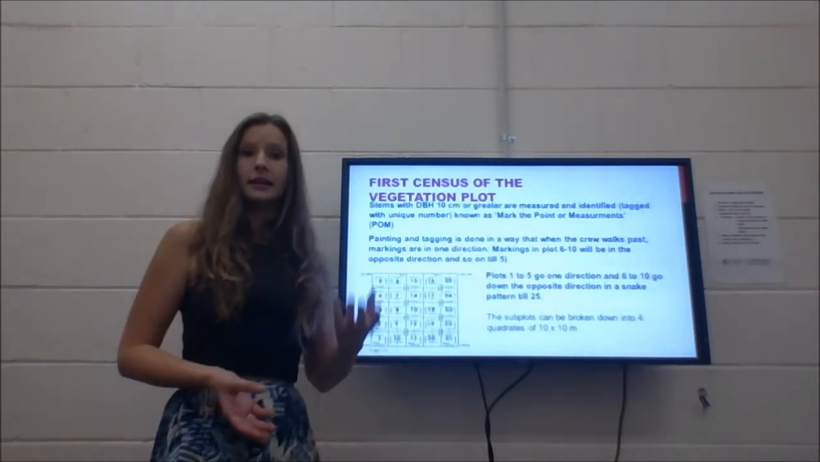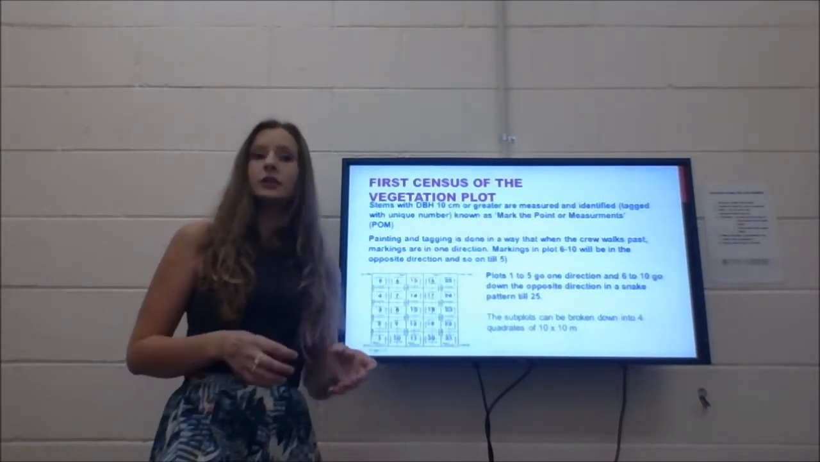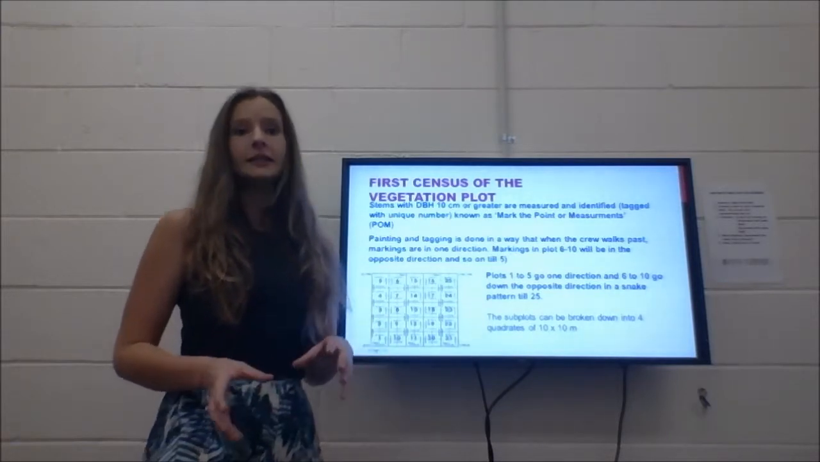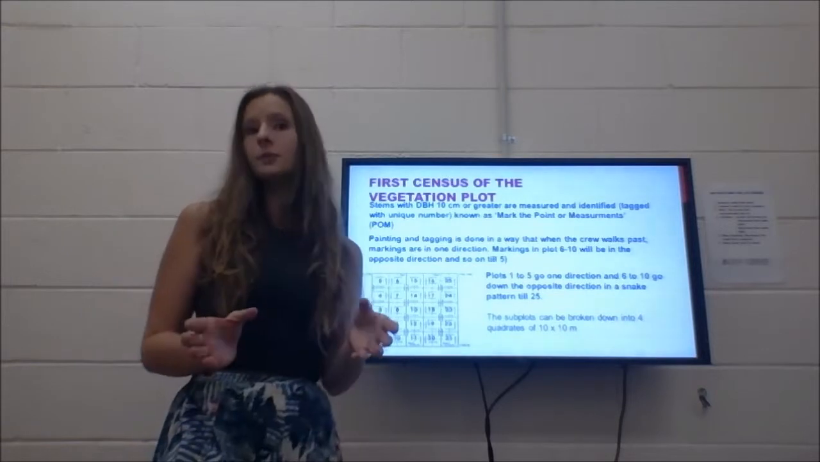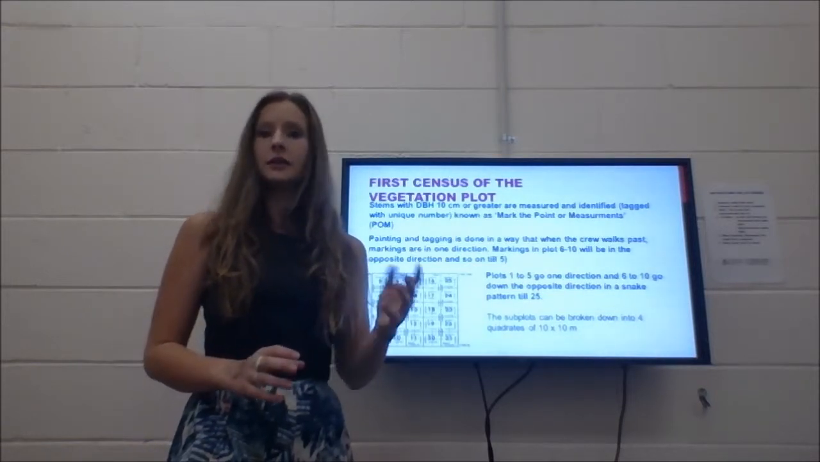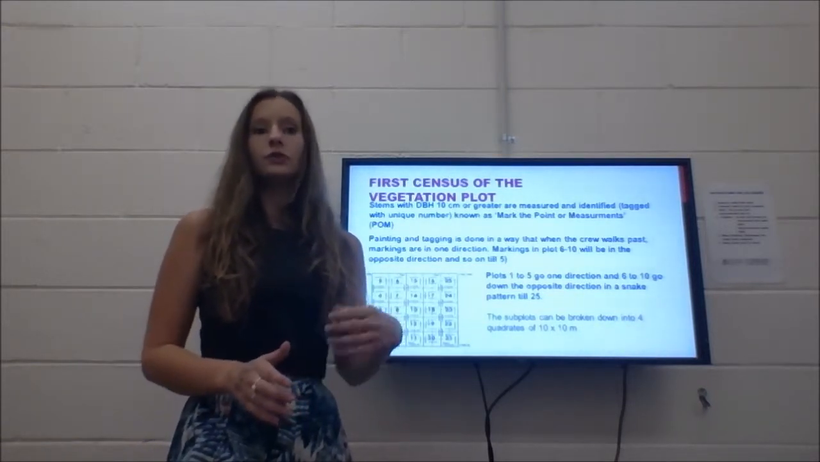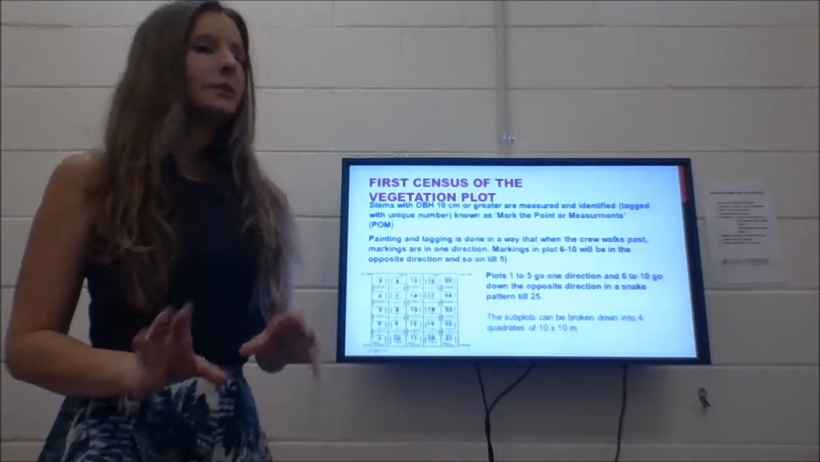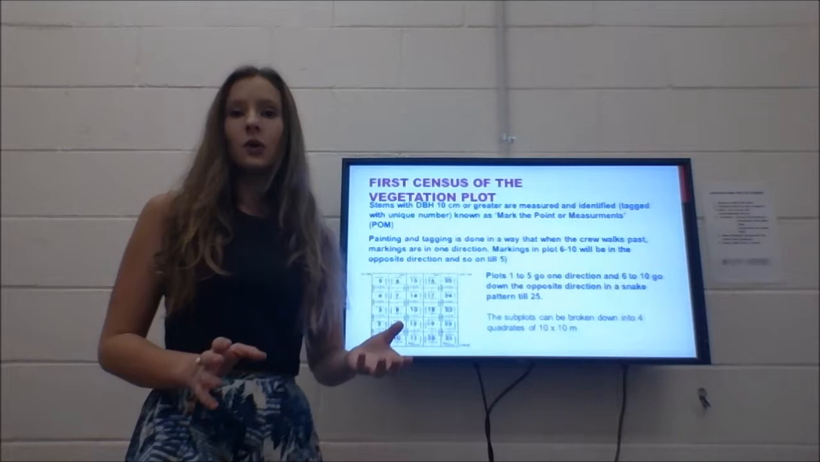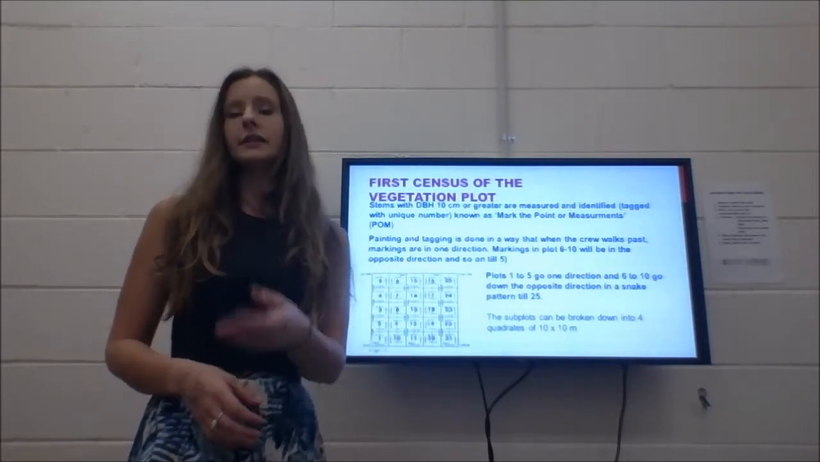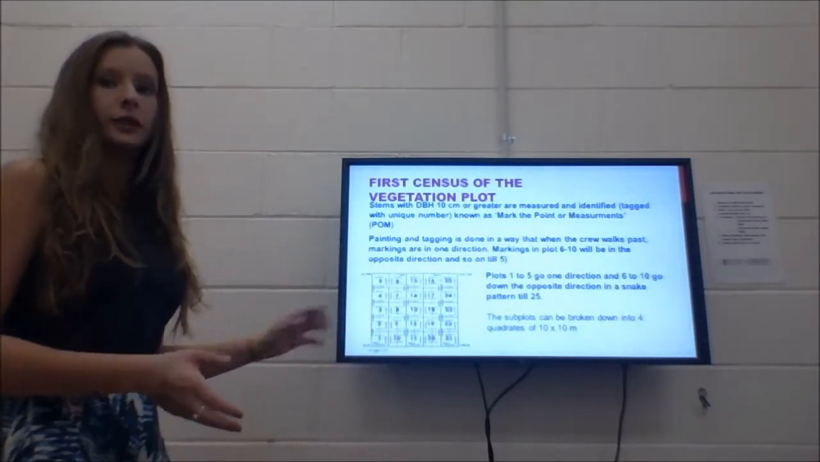Stems of diameter 10 cm or greater are measured, and this is known as the point of measurement. Painting and tagging is done so that all markings are on one side when the crew will pass. This helps identify when a series of 5 plots starts and ends, and also helps with annual recensus. Subplots can be split down into 4 quadrants as seen in the diagram, and these 4 quadrants lead in an anti-clockwise stretch to the next subplot. This allows for easier processing of stems.